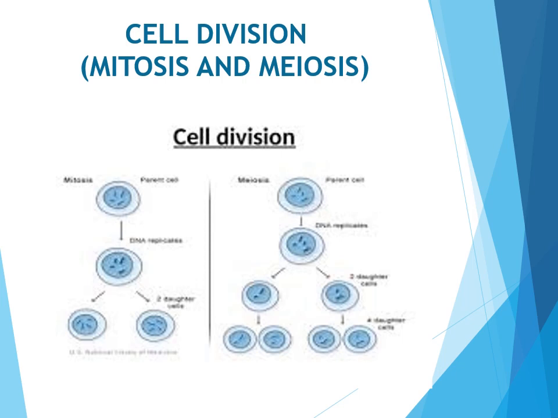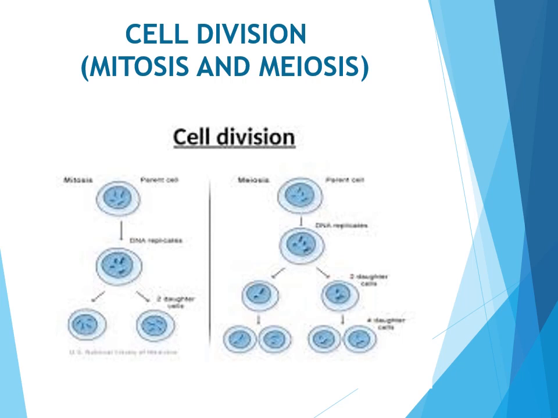Another basic difference between the two is in the mitosis, daughter cells have exactly the same number of chromosomes as the parent cell. But in the meiosis, daughter cells have half the number of chromosomes as compared to parent cell. So mitosis is equational division, meiosis is reductional division.